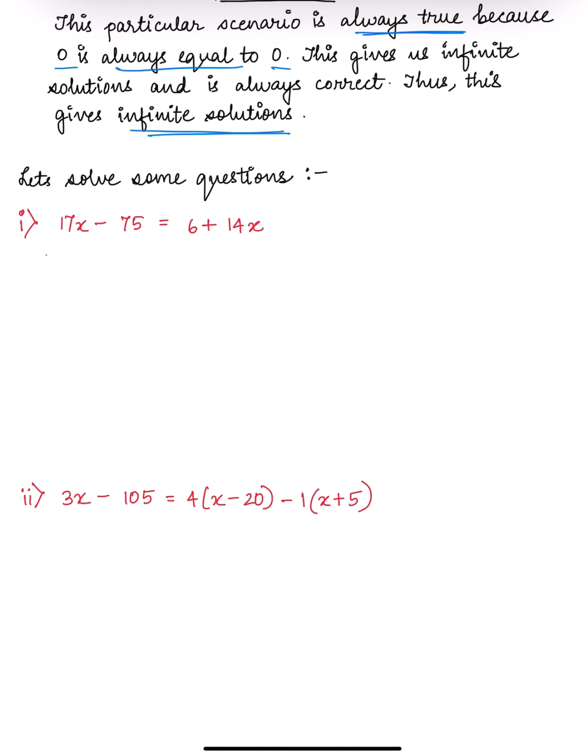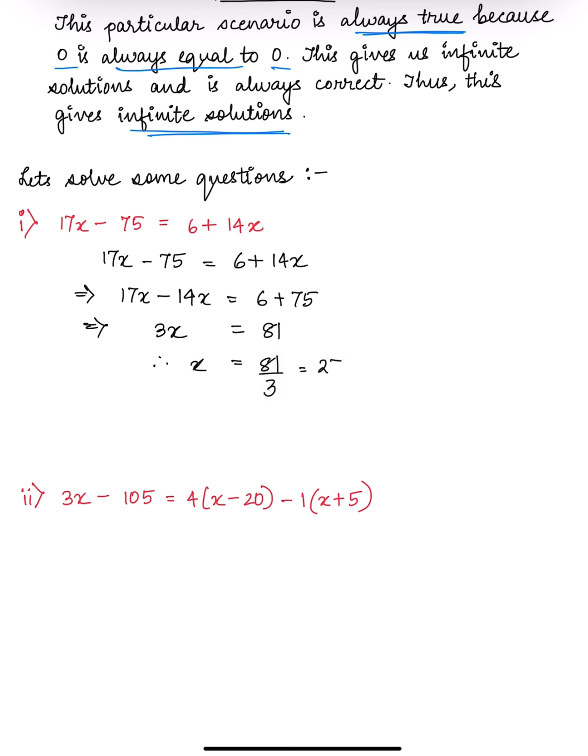So let's solve this. 17x minus 75 equal to 6 plus 14x. So 17x minus 14x will be 6 plus 75. So 3x will be 81. Therefore x will be 81 by 3, that is 27. So therefore we see that this has one valid solution, right?